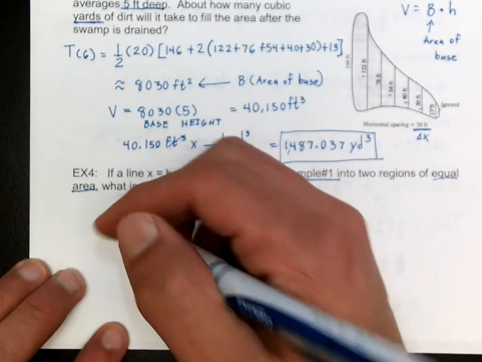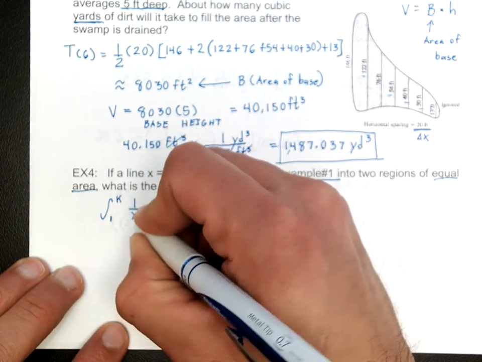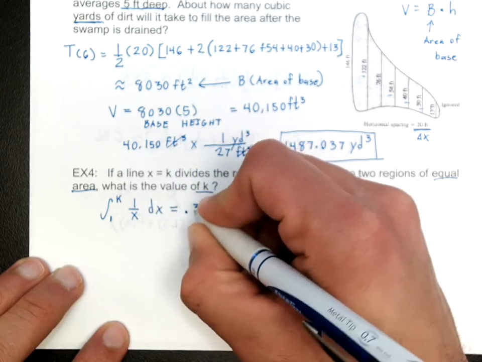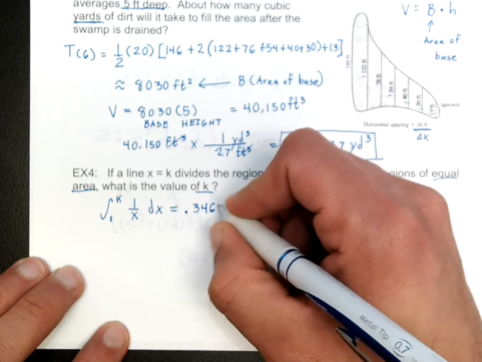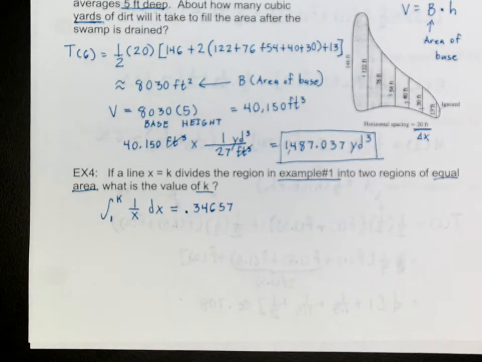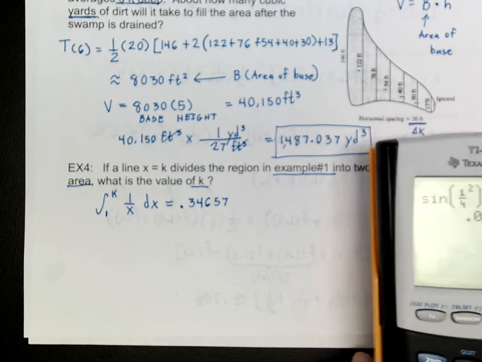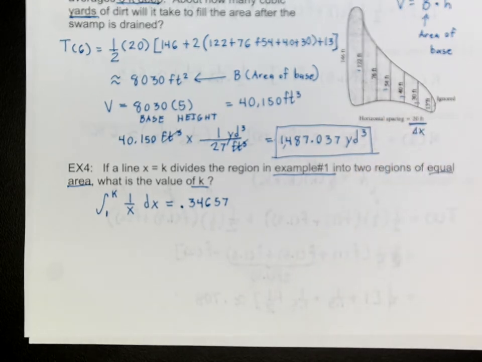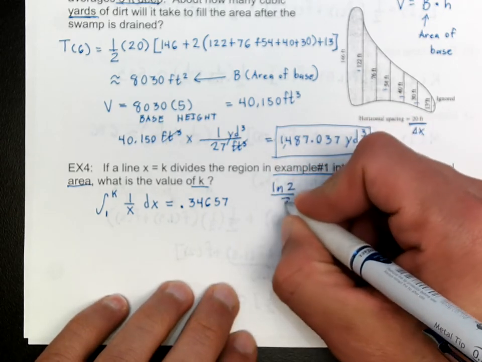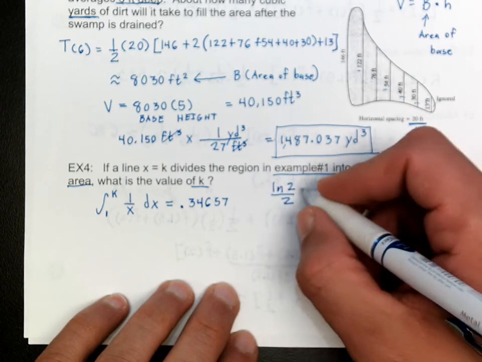They want me to do the same integral, except between 1 and k, of 1 over x dx. And that's going to be equal to 0.34657. And where I got that number from, if I did this correctly, and I hope I did: the natural log of 2. If you don't see where this is coming from, go back to my example 1. I got the answer as the natural log of 2.